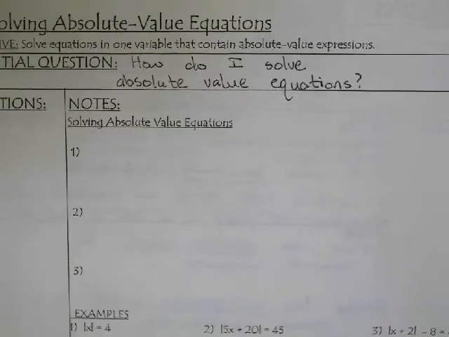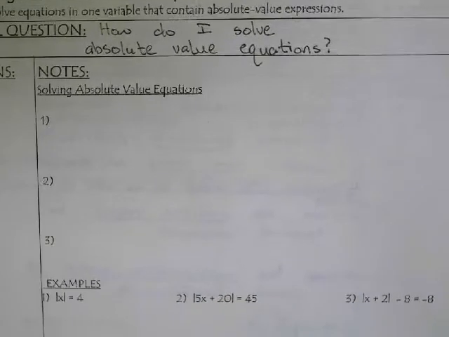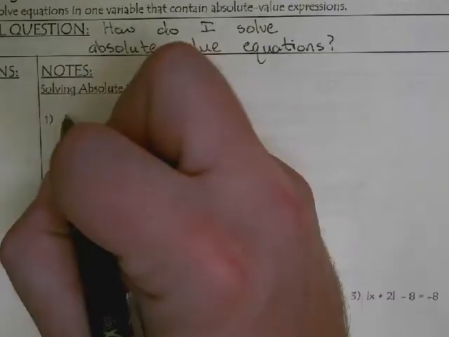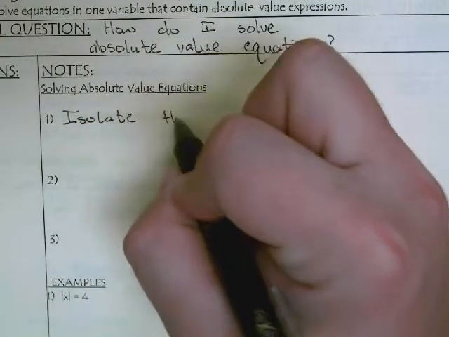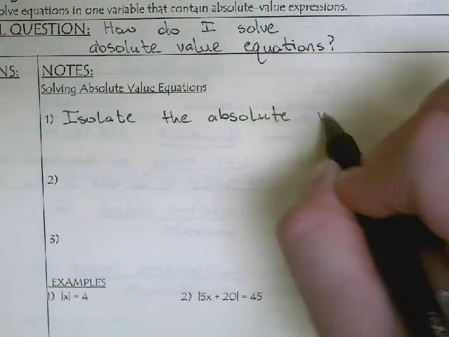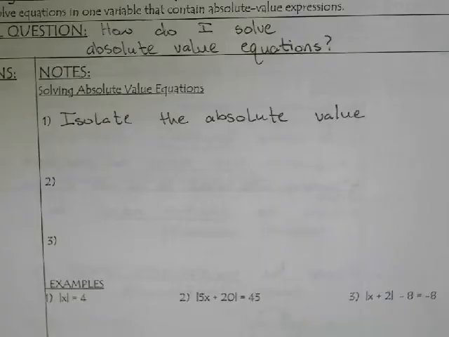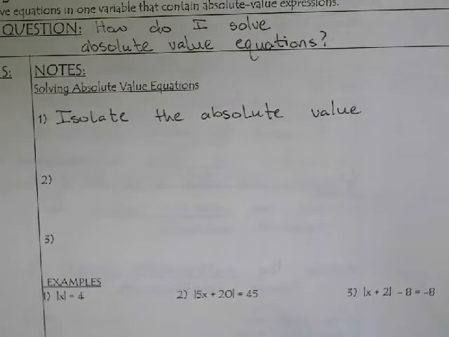So there's a couple things we need to take care of before we can even begin actually solving the equation. The first thing we'll want to do is isolate the absolute value. And what that means is I want to have the absolute value and everything on the inside of the absolute value by itself on one side of the equal sign.